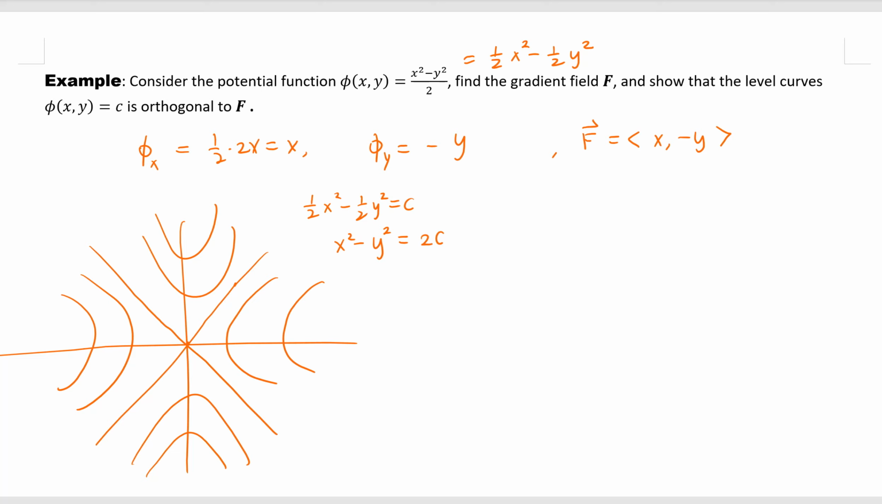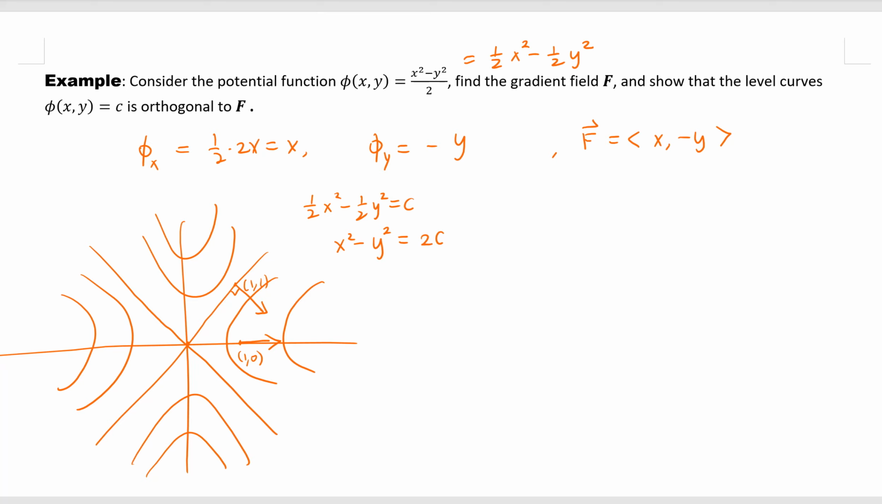And okay, now let's plot some points. At 0, 0, we see the gradient is 0. How about at 1, 1? The gradient is 1, minus 1. 1, minus 1 is right here. See, it's perpendicular. How about, let's see, at the point 1, 0, then the gradient is 1, 0. Okay. Can you imagine? So you can see all the gradients are perpendicular, orthogonal to the level set.